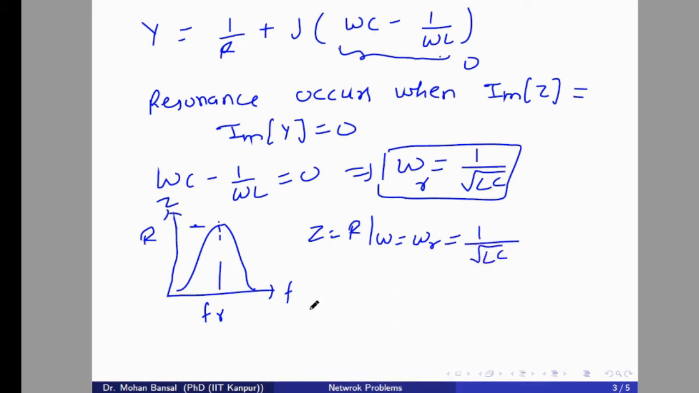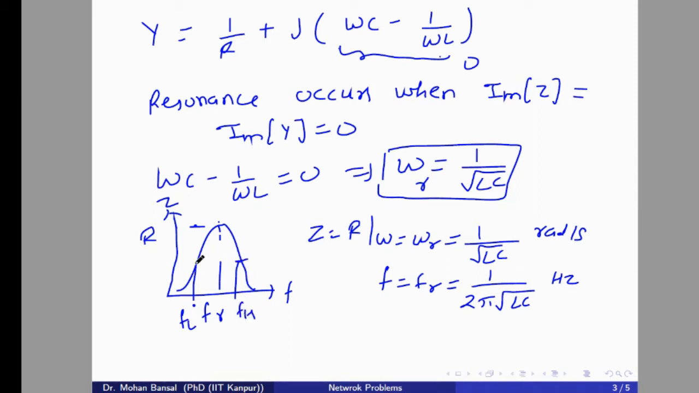This is the peak maximum impedance at omega equal to omega R in radian per second. If we talk about the frequency F equal to FR, that will be 1 divided by 2 pi root LC in hertz. Now what are FL and FH? Till now we have not discussed FL and FH, but in the problem we are given the lower cutoff frequency, or half power frequency, and the upper cutoff frequency. This is the FL, this is the FH.